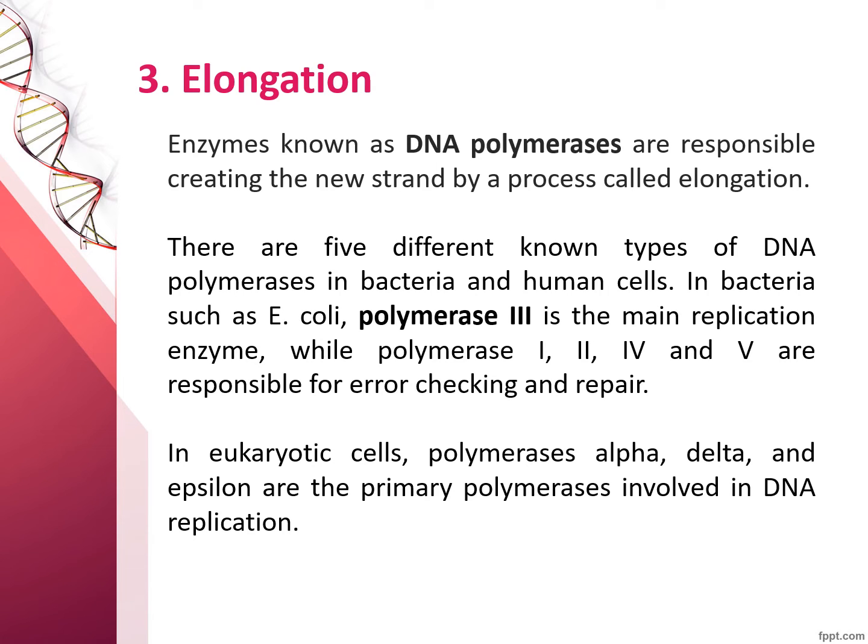In bacteria, such as E. coli, polymerase III is the main replication enzyme, while polymerase I, 2, 4, and 5 are responsible for error checking and repair. In eukaryotic cells, the polymerases alpha, delta, and epsilon are the primary polymerases involved in DNA replication.